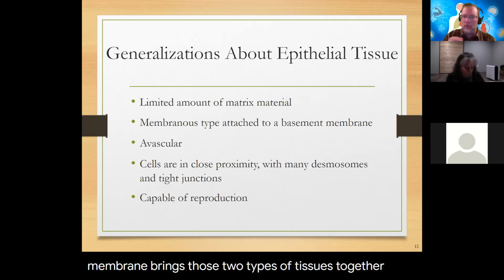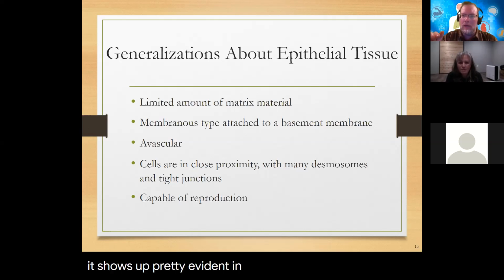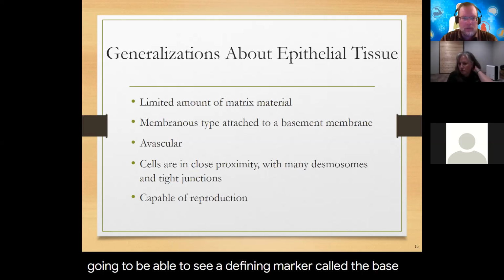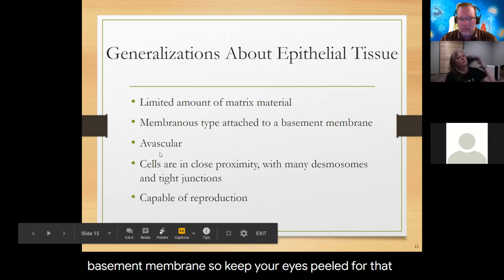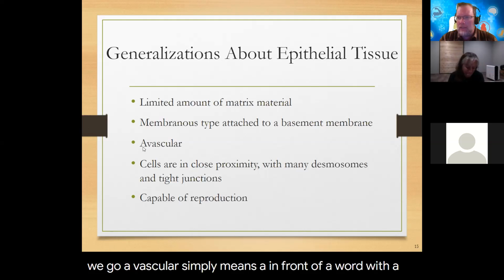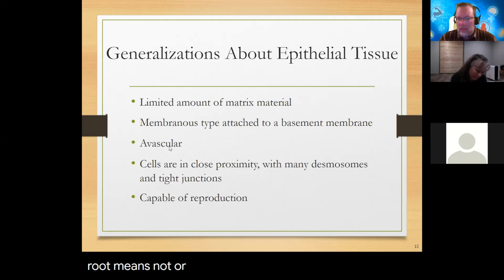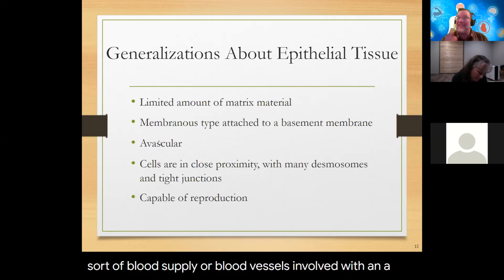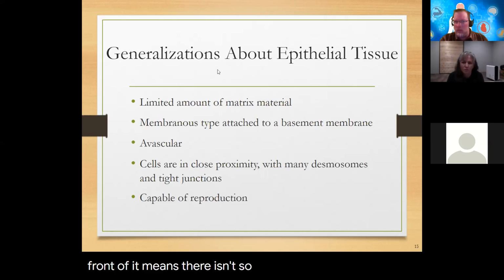So the basement membrane brings those two types of tissues together. And it shows up pretty evident when we look at slides. When we see cells or tissues, we're going to be able to see a defining marker called the basement membrane. So keep your eyes peeled for that as we go. Avascular simply means A in front of a word with a root means not or without. So vascular means there's some sort of blood supply or blood vessels involved. With an A in front of it means there isn't. So without a blood supply. So no blood supply to epithelial tissue.